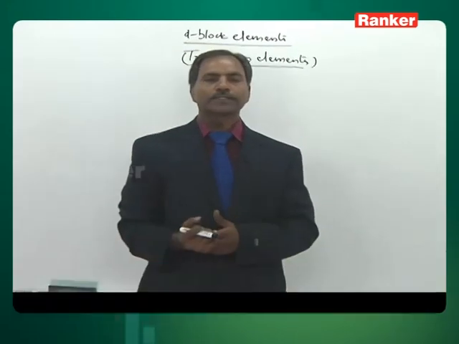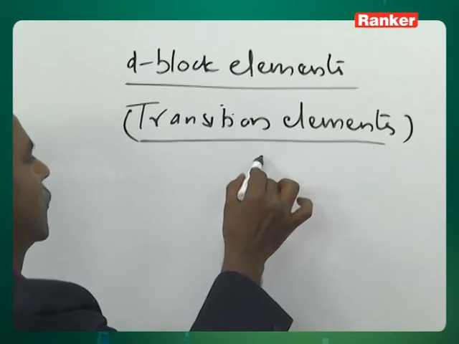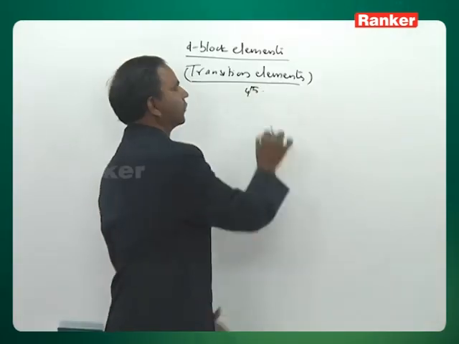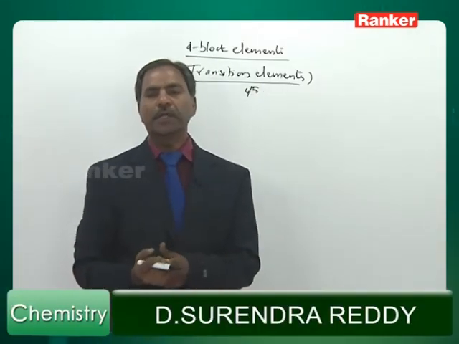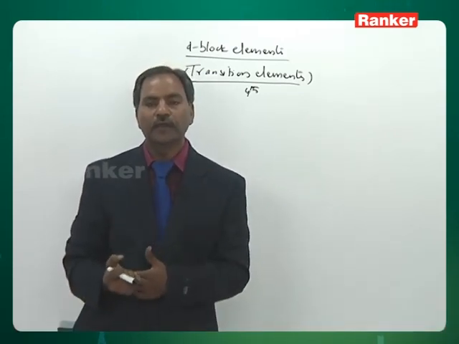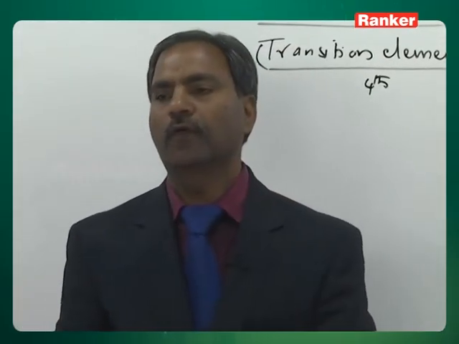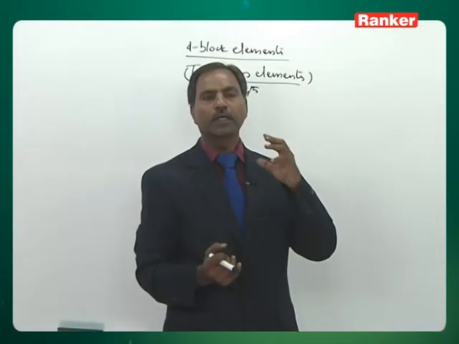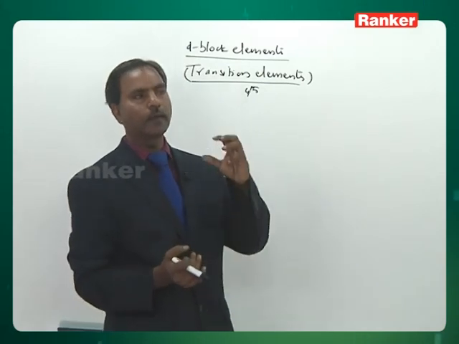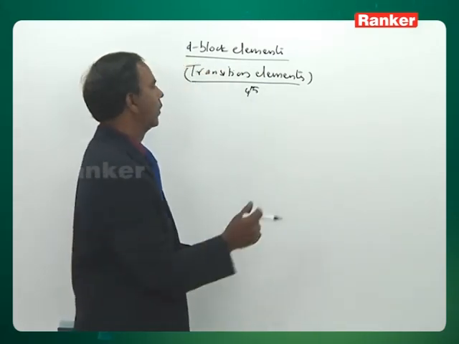See, d block elements in the modern periodic table start from the fourth period. Generally, d block elements means they are actually the 3d series. You may feel that 3d series means they start from the third period. They are not actually starting from the third period. They are starting from the fourth period. D block elements start from the fourth period in the modern periodic table.